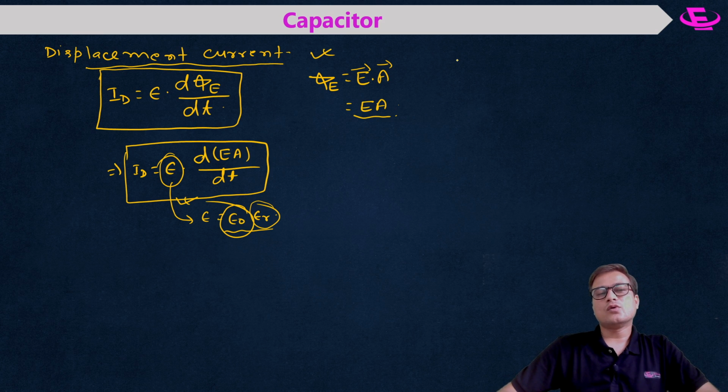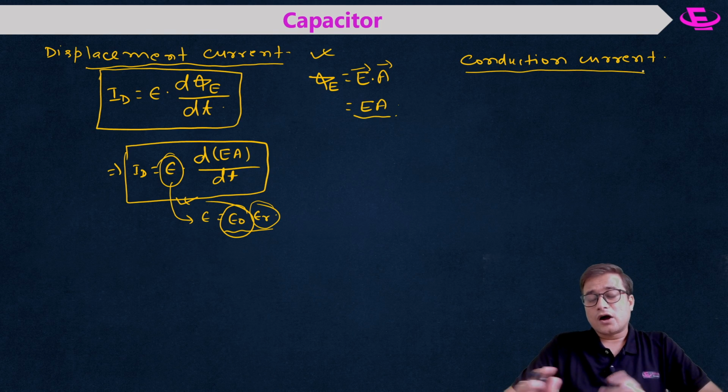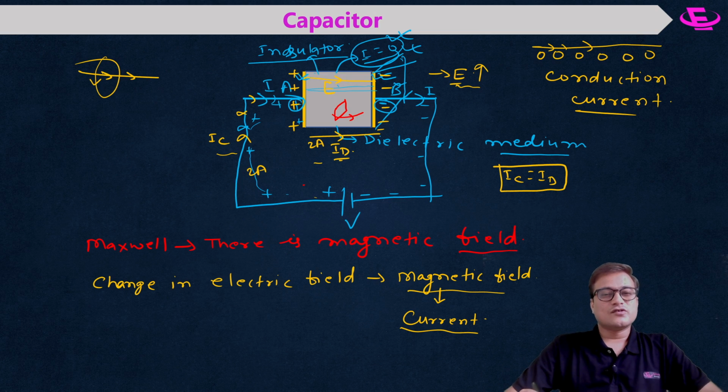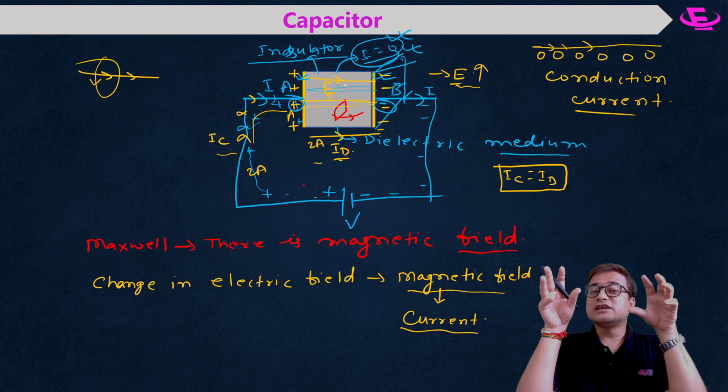So this is the concept of Maxwell. He told that there are two currents, one is conduction current and one is displacement current. Clear? So from now onwards, if anybody asks you in an interview how there is current in a capacitor, what you have to tell is: up to point A, conduction current is there. From point A to point B, between these plates, displacement current is there, and that displacement current is also equal to conduction current, and this displacement current is only due to change in electric field.